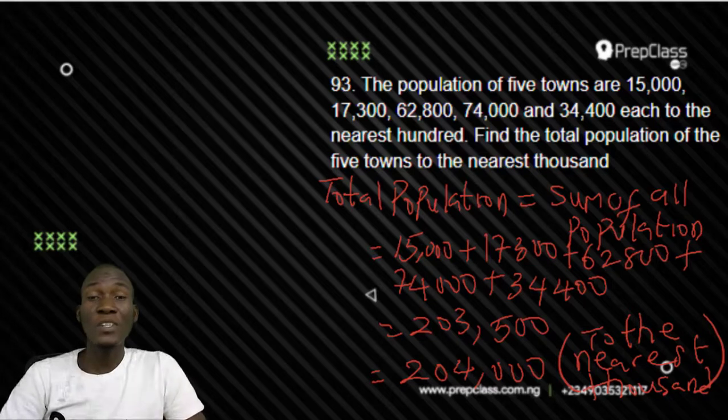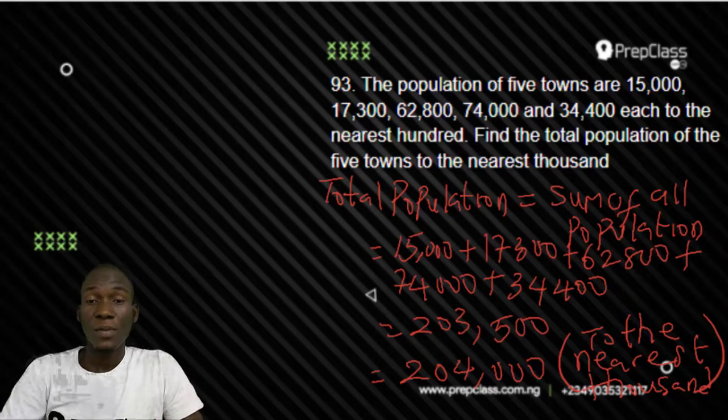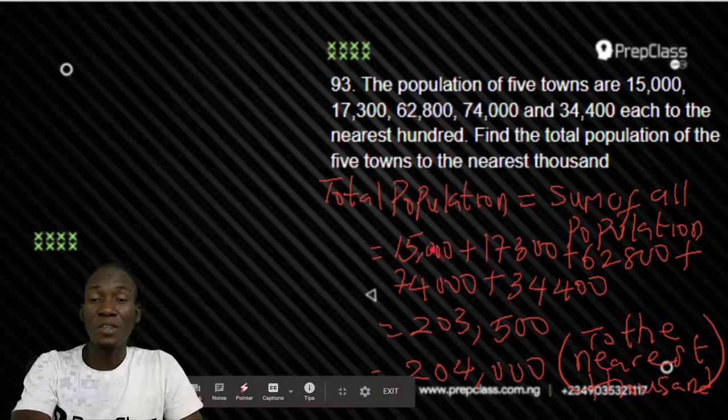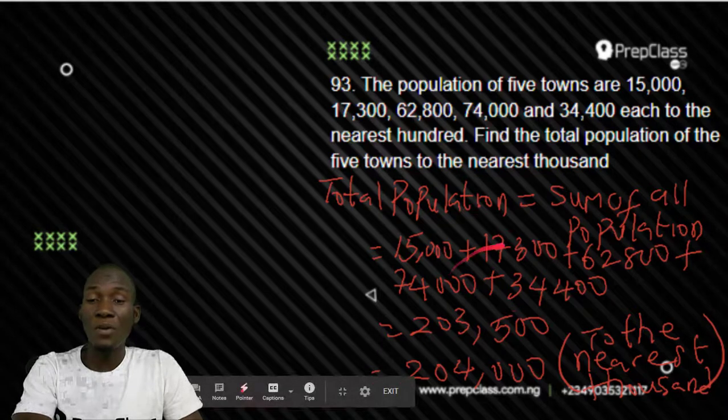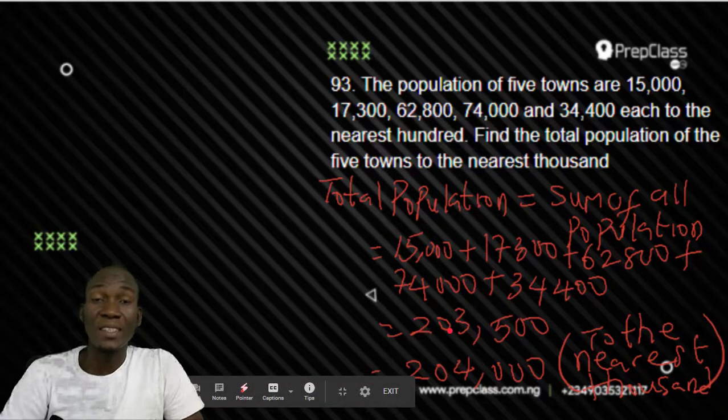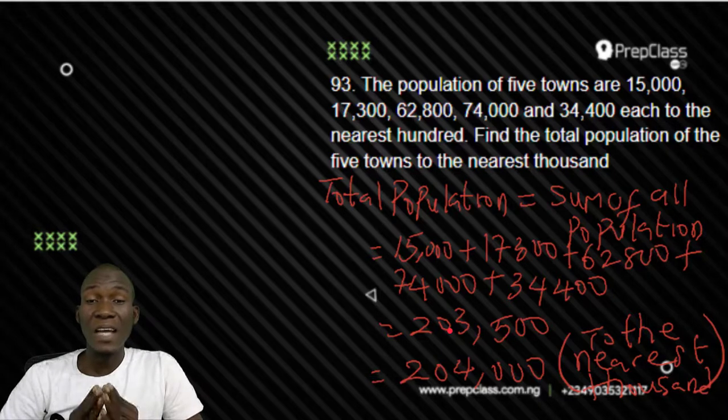Now, total population is going to be the sum of all the populations. So we have 15,000 plus 17,300 plus 62,800 plus 74,000 plus 34,400. Now, when we add all these together, we are going to get 203,500. But the question says we should leave the answer to the nearest 1,000.